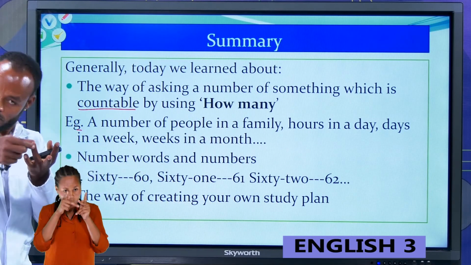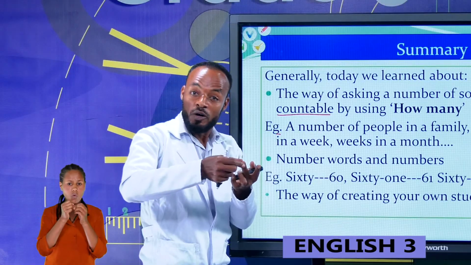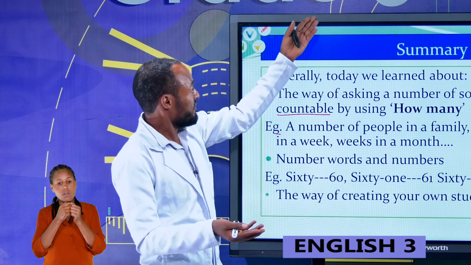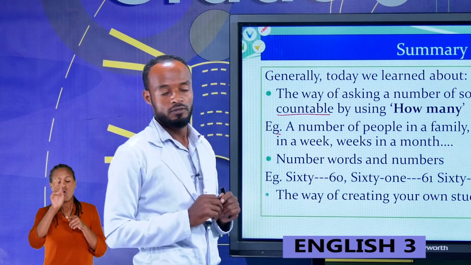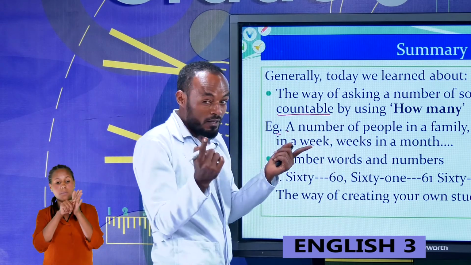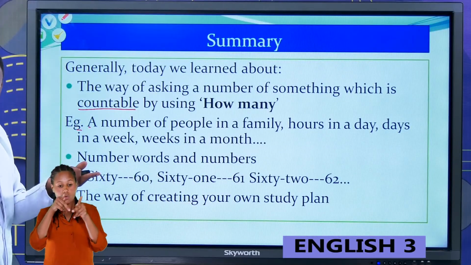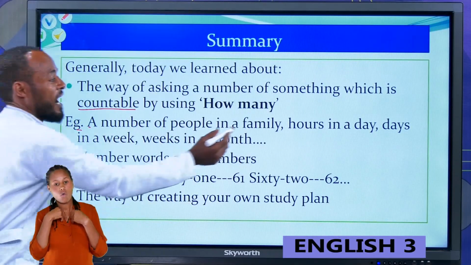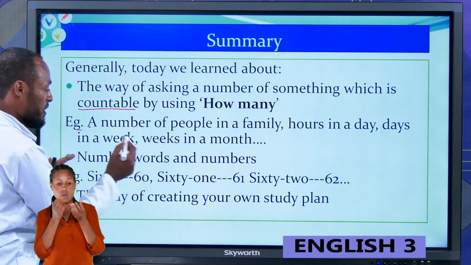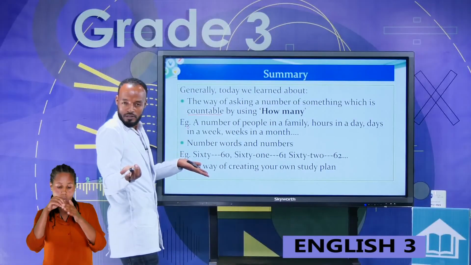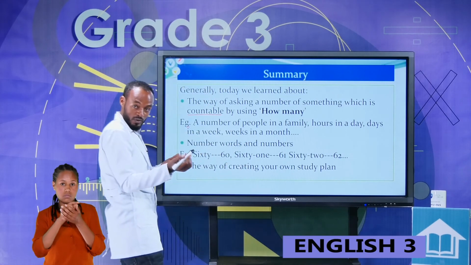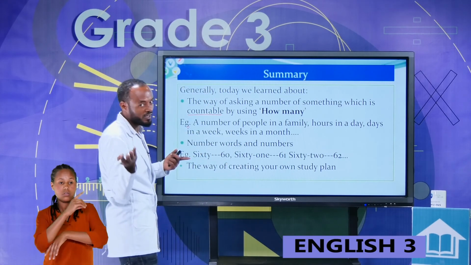We can count tomato. We can count money. We can count different objects. This television also can be counted. So, for example, a number of people in a family can be counted. So we can use how many? Hours in a day. We can count hours in a day. Days in a week. There are 7 days. Weeks in a month. There are 4. So we can count it.